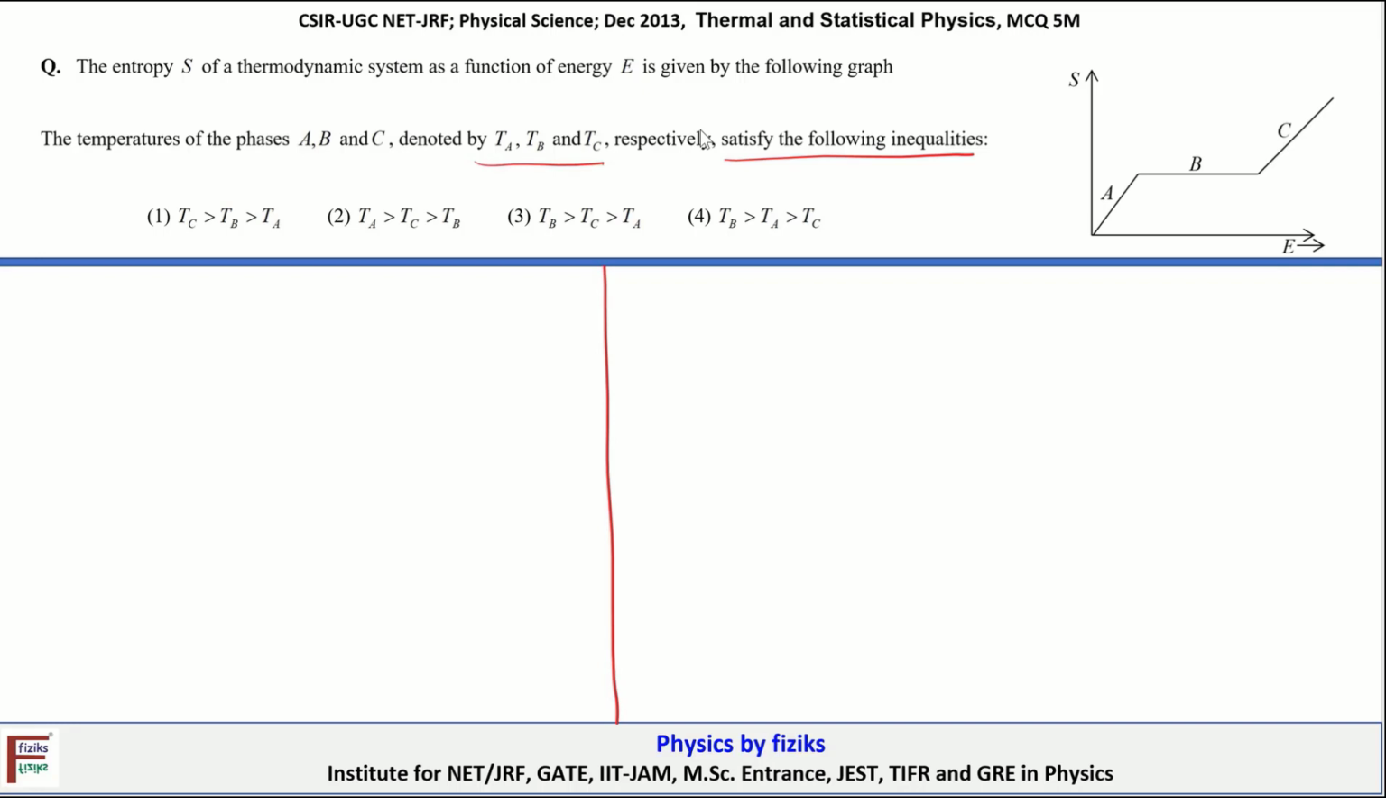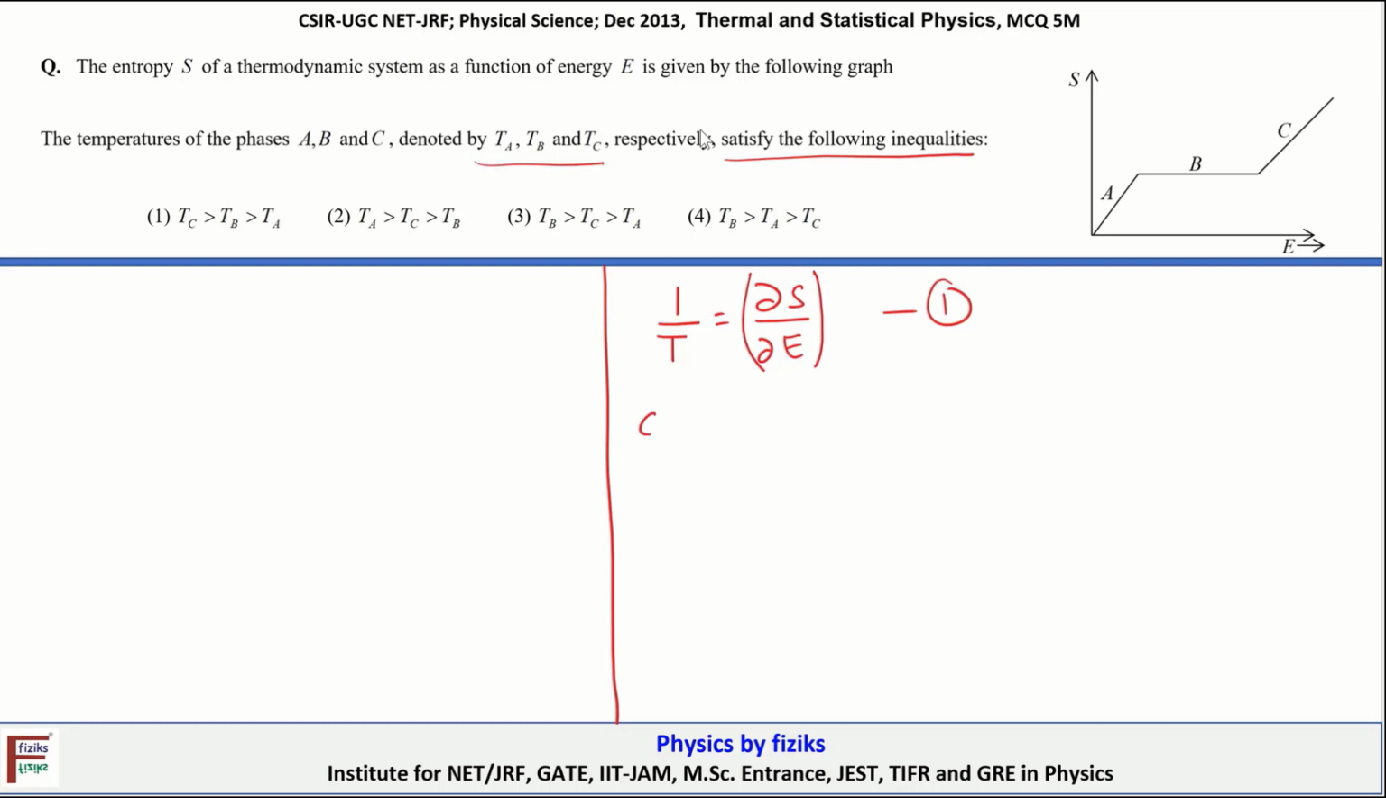Because it's a graph between the entropy and energy, the temperature is linked with the slope of this curve by the relationship 1 by T equal to dS by dE. So by knowing the slopes for these three different curves, we can figure out which temperature is going to be largest or smaller. If we take a look at these three curves A, B and C, then curve B is flat and parallel to the x-axis, which is the energy axis. So for this curve dS by dE is equal to 0.